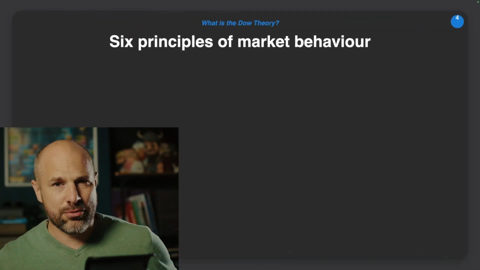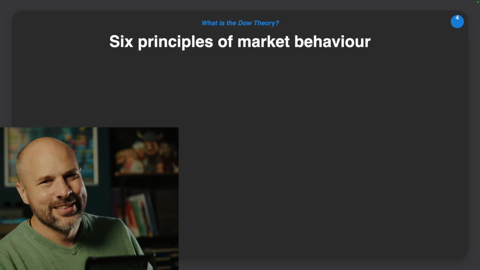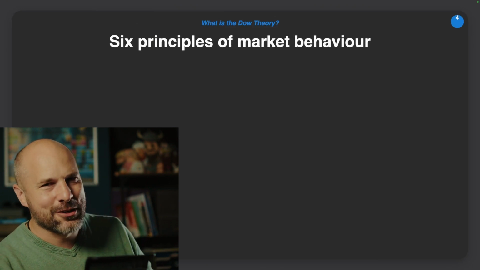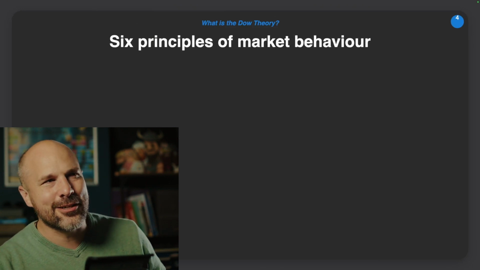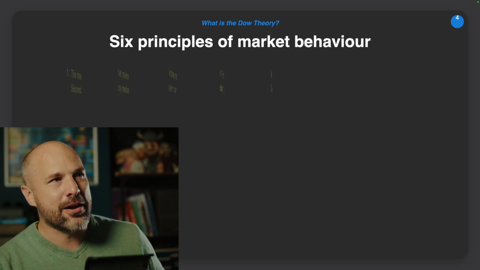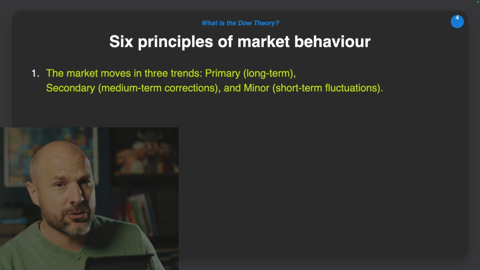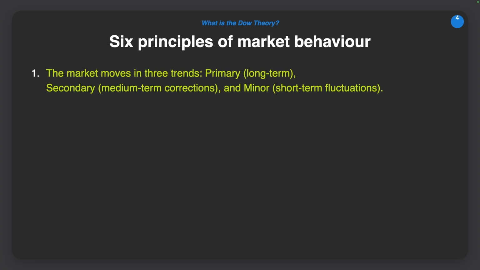So after that brief, well, it probably wasn't that good of an explanation. So here we go. These are the 6 principles of market behavior according to Charles Dow, not me. Number 1, the market moves in 3 trends: a primary long-term trend, a secondary medium-term trend, which are corrections in the market, and then the minor short-term fluctuations.